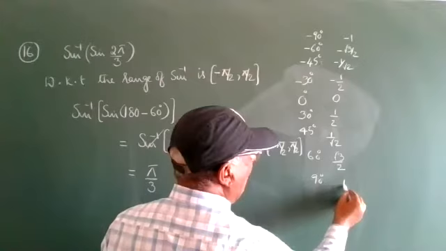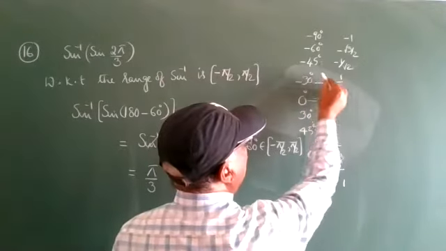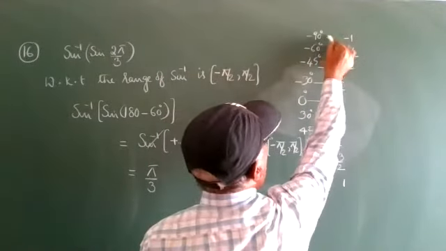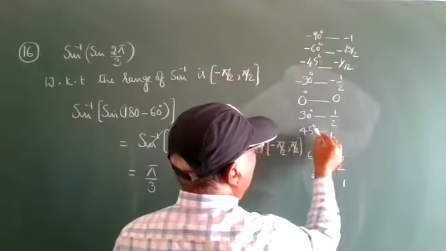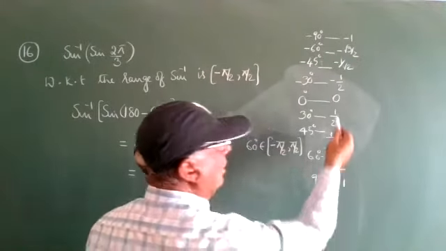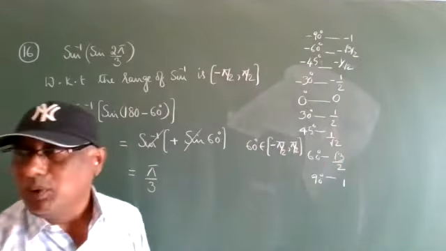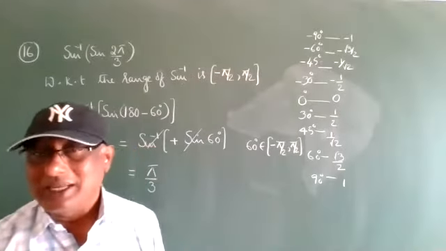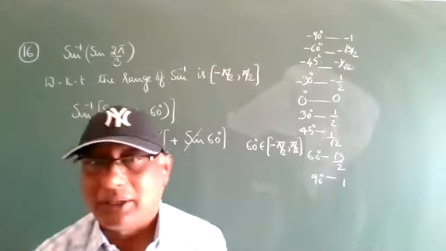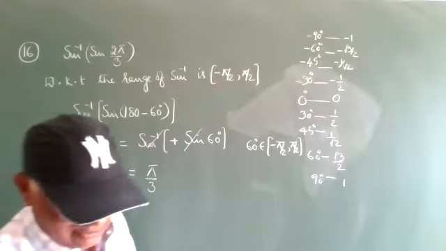90 degrees is 1. One element has one image. So codomain and range both are equal. Therefore, it is a bijective function. Now it is clear, everyone? Right.